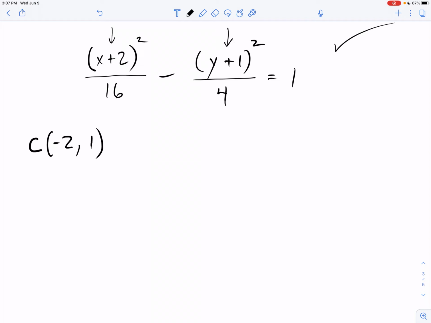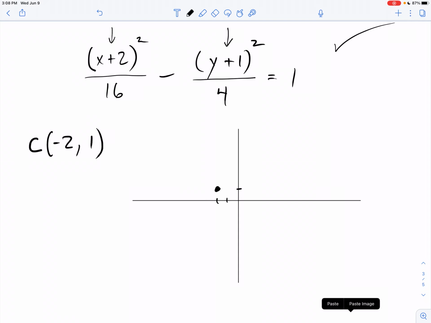Y would be -1, y motion. So I'm going to sketch this graph. Come on, I'm going to give it one more try. Sketch this graph. There you go. But I'm going to start at -2, 1. That's going to be the center of my graph.